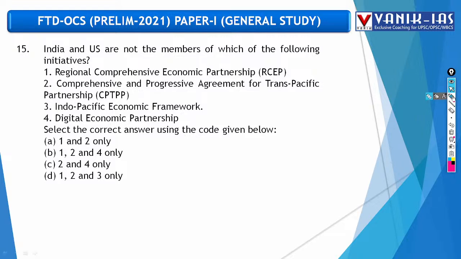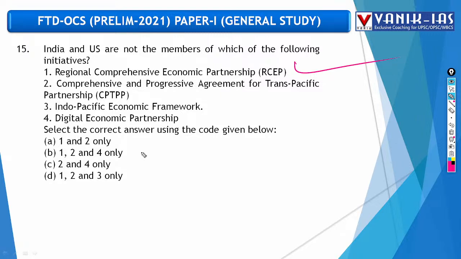Yes, India came out of RCEP. If you just know that India came out of RCEP because there is a trade dispute. Trade dispute means we calculated that the trade deficit will be more. Trade surplus and trade deficit: what do you mean by trade surplus?